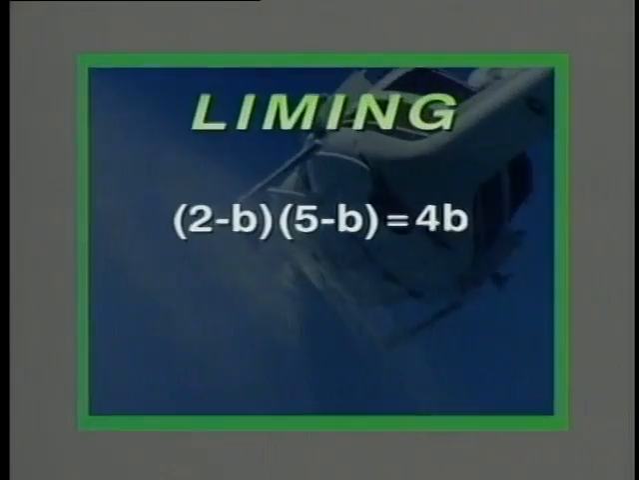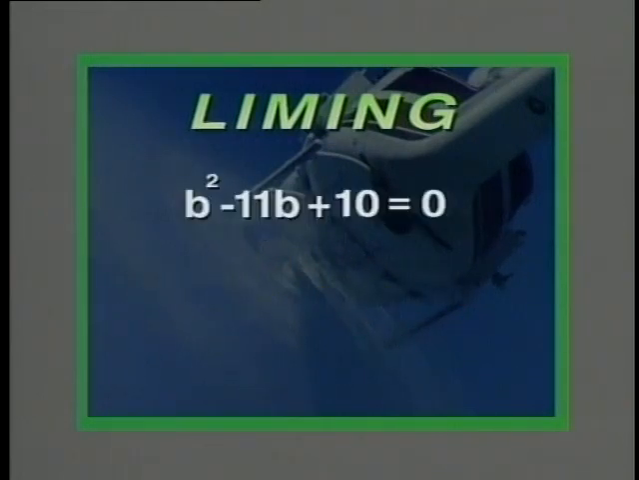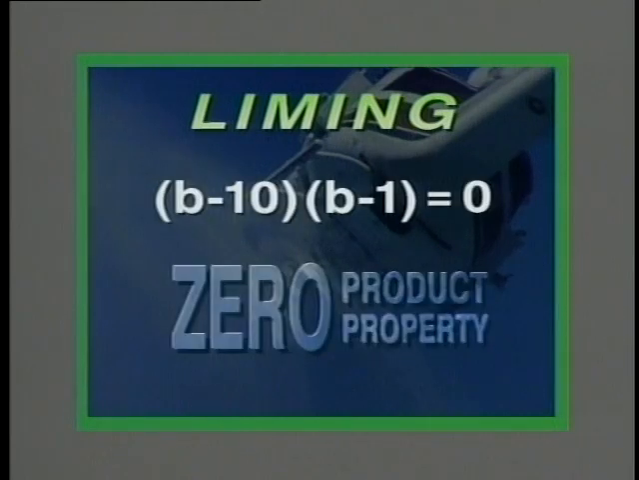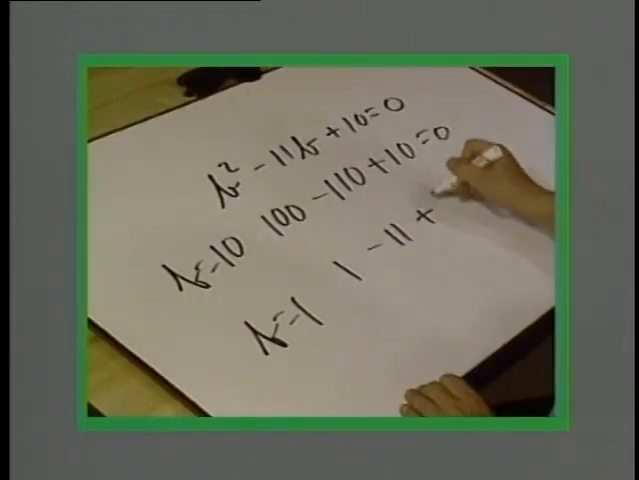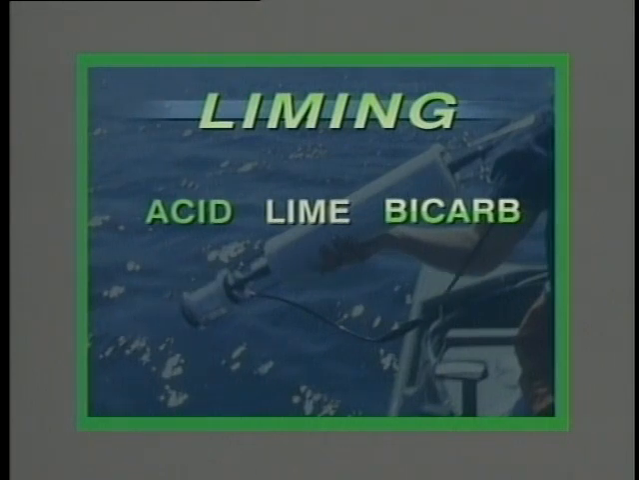Now, this is the first quadratic equation we've solved, so let's take a moment to review our steps. First, we put our equation into standard form. Second, we factor it into 2 binomials. Third, we use the zero product property, set each factor equal to 0, and solve. Fourth, we check both our answers. And finally, we interpret our answers in terms of the original problem.